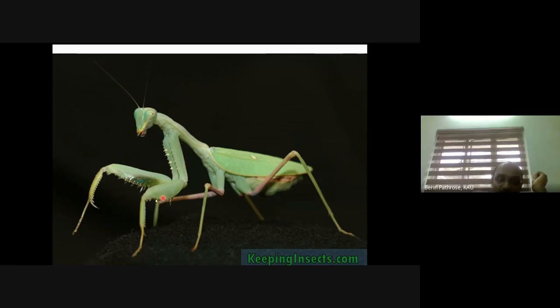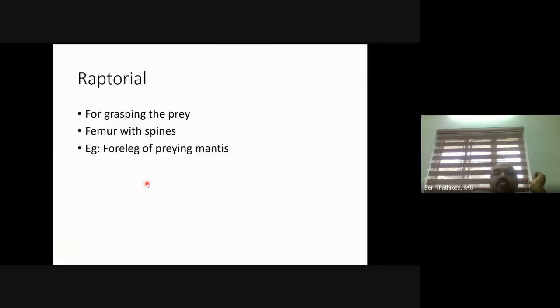See the femur. The femur is extremely enlarged, and the purpose of the femur is to grasp its prey. It feeds on other, smaller insects. So this is the femur, this is the tibia. Again, we see numerous spines on the femur and tibia, and as the tibia is folded over the femur, it can grasp the prey and feed. So it's not actually praying.